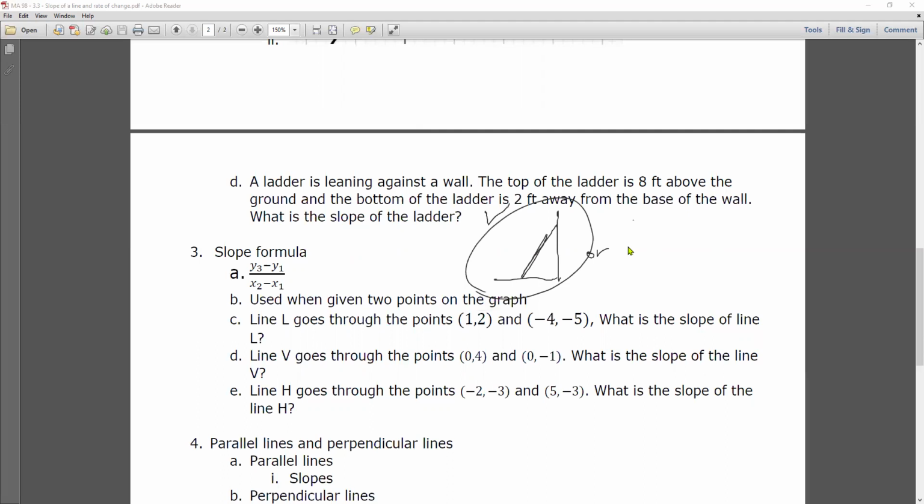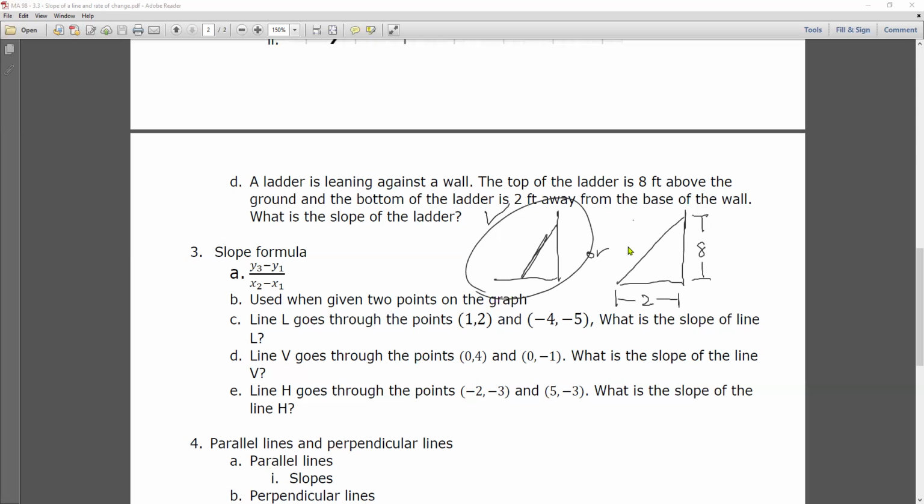So that means, now let's put the numbers in the picture. We know the ladder is 8 feet above the ground, which means from here to here is 8. And the bottom of the ladder is 2 feet from the base, which means from the base to the wall is 2. And again, drawing is not to scale.